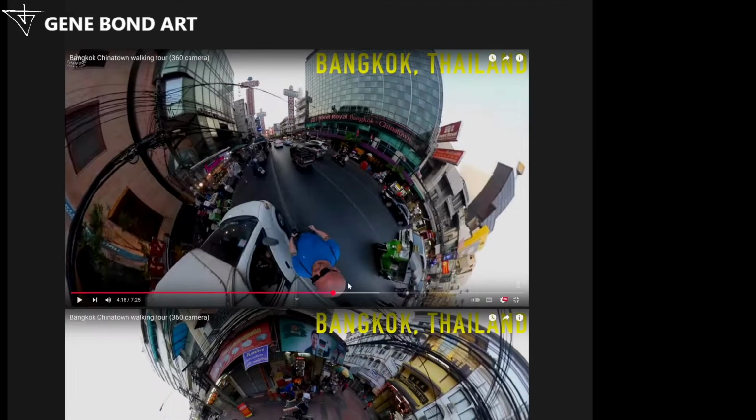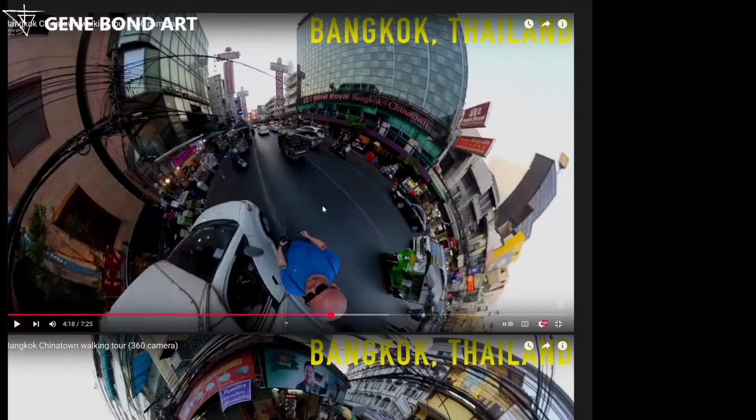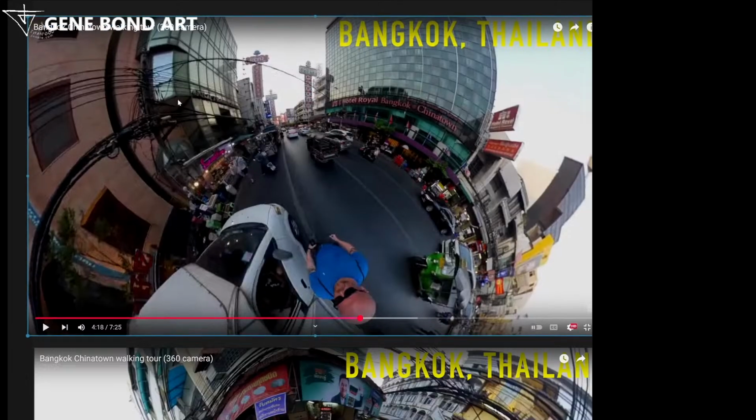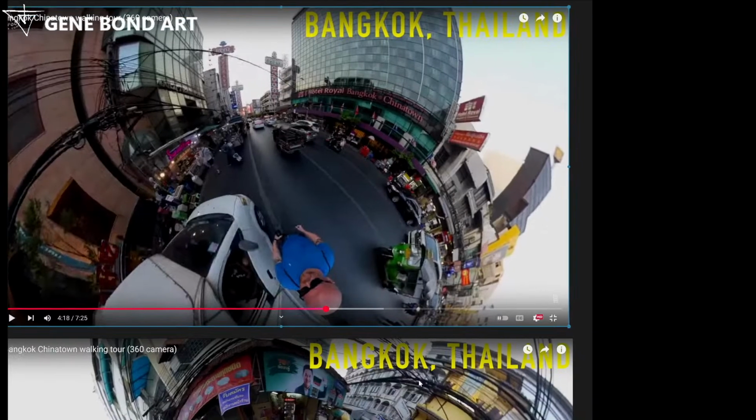And it's very important for us as artists. We're playing with this thing. You need to make it feel real while managing a space of unusual proportions. So let's say, for example, I made some screenshots from a video. Here is a dude walking in the Bangkok Chinatown with a 360 camera.